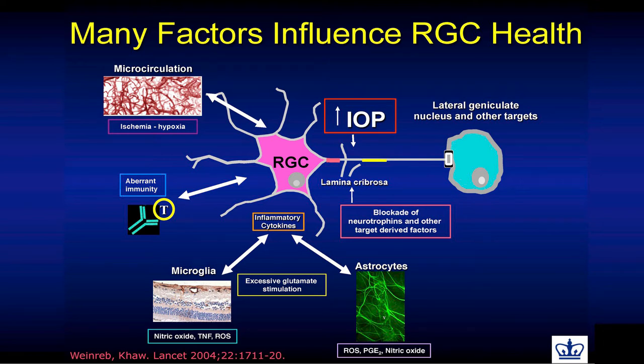This is a cartoon from an article by Bob Weinreb and Peng Khaw that appeared in Lancet nearly 15 years ago. It describes all of the factors that might affect retinal ganglion cell health, including elevated intraocular pressure, which interferes with axonal transport at the lamina cribrosa, changes that occur to glial tissues, of course genetics, possibly immune dysfunction, but importantly, both the microcirculation at the level of the optic nerve head and ocular perfusion.